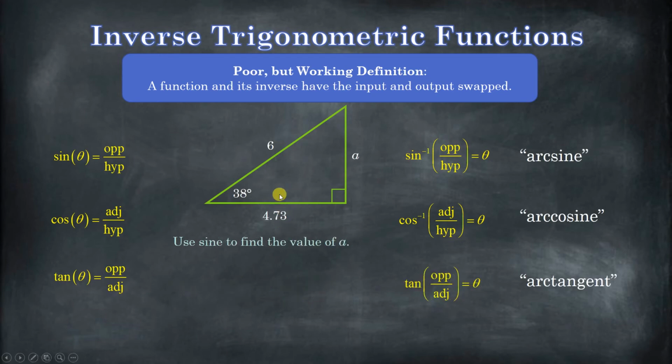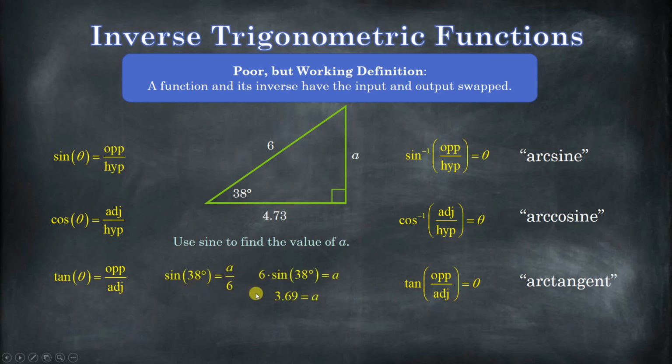Now, if we wanted to use this to find the value of A, well, we could use tangent, but since we figured this out, we may have made a mistake. So it's best to use what we've been given. So using sine would be smarter. A is opposite of the angle. It's 38 degrees. So if we plug that in, sine of 38 degrees would be A divided by 6.